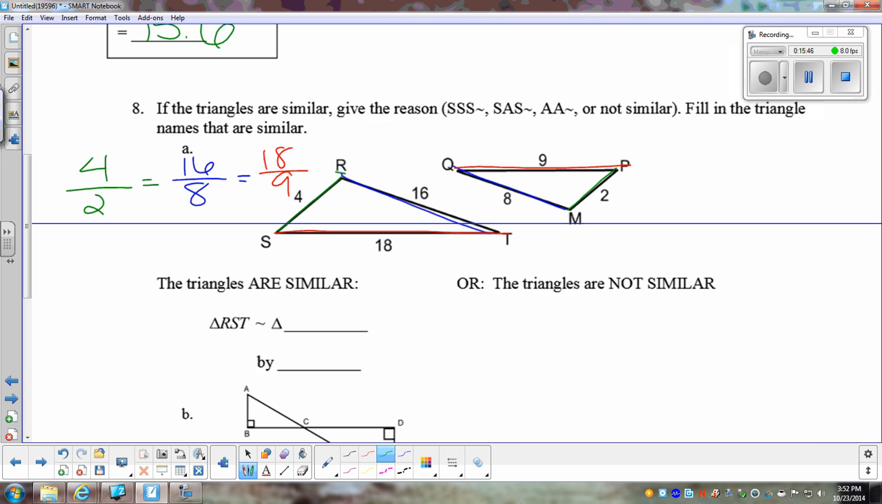Let's see what we simplify to. 4 over 2 is 2. 16 over 8 is 2. 18 over 9 is 2. So these are similar because they have the same ratio. So similar by side, side, side. So then RST, so I go from the little side to the big side. So little side to big side needs to be MPQ.